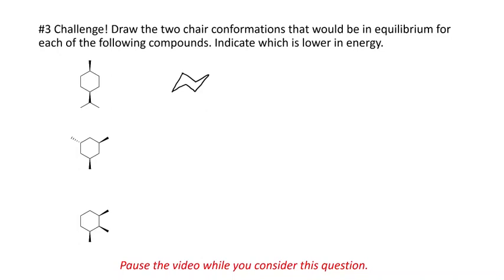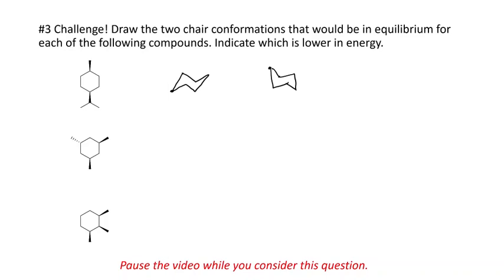Your next job is to draw the corresponding ring-flipped version, where perhaps this carbon that we see right here is now this carbon right here. All right, good luck. See how you do. This is actually a very tricky problem.